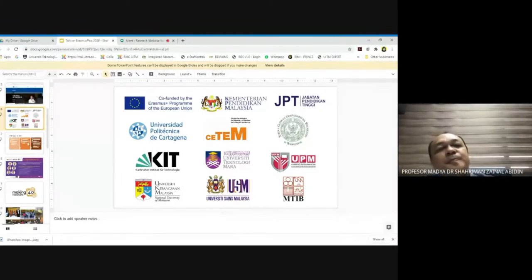When you apply and get a grant, normally you can build a huge networking, especially with local universities and universities from European countries. At the same time you can also build a network with industry and government agencies in Malaysia and in European countries as well. So this is how you build a network.